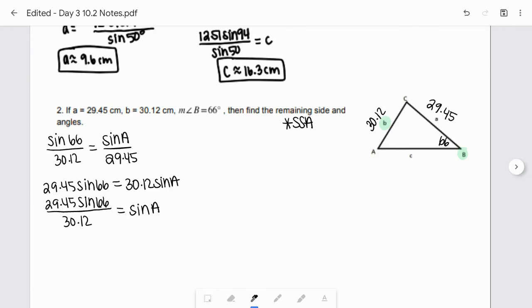So if we type that into our calculator, we should end up that sine A is equal to 0.893. Okay, but I have to take the arc sine to find the measure of the angle. So arc sine of 0.893 is going to be equal to A. So angle A is going to be approximately 63.3 degrees.